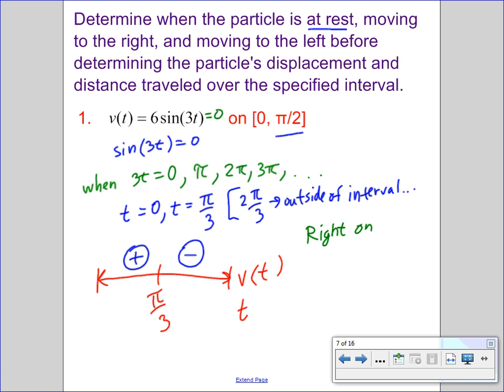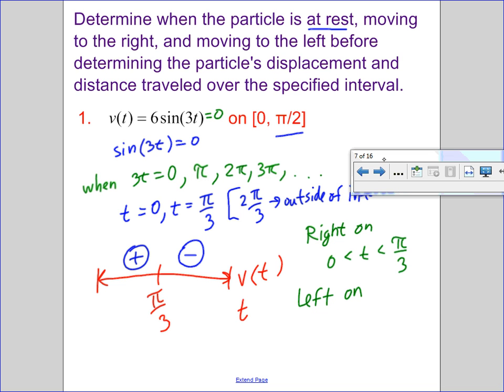And your text lists this with inequality notation. So they said, in inequality notation, 0 < t < pi over 3, and moving to the left on pi over 3 < t < pi over 2. They took into account the fact that pi over 2 again wasn't a critical value, so they did include that as the endpoint of the interval. I'm just going to leave it strict because it's the endpoint of the interval, to be safe.